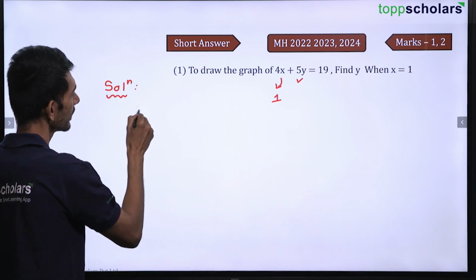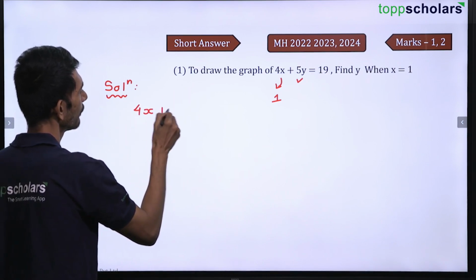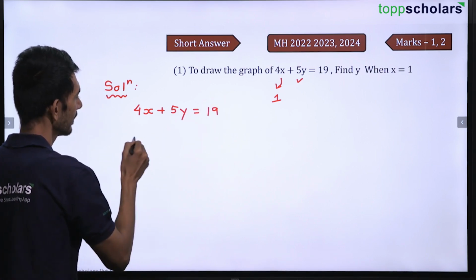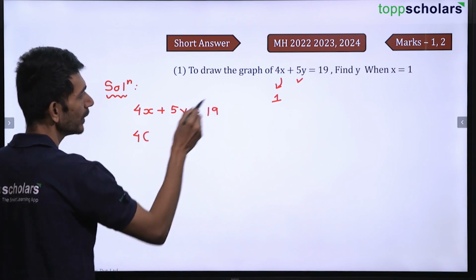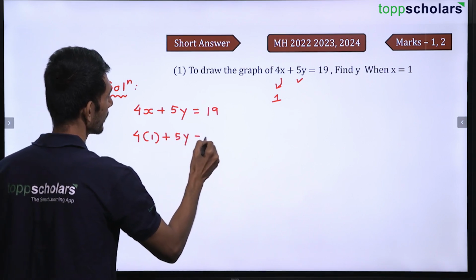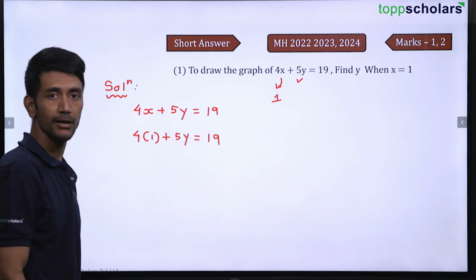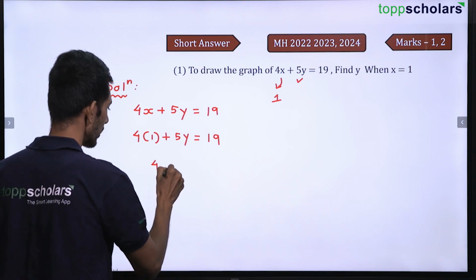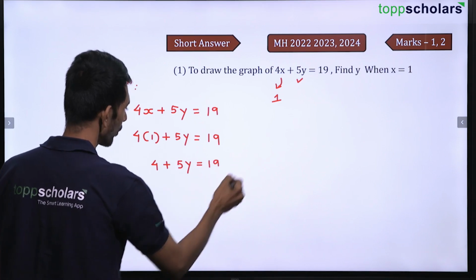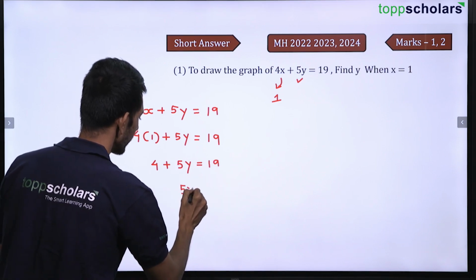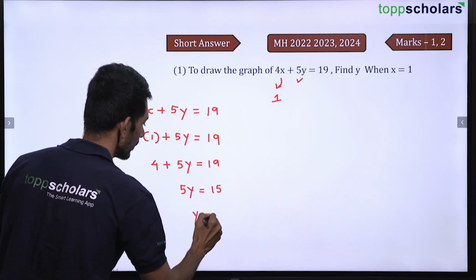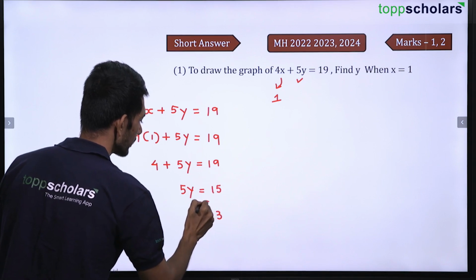What is given to us? It is given that 4x plus 5y is equal to 19. So can I say 4 into x, x is 1, plus 5y is equal to 19. So 4 into 1 is 4 plus 5y is equal to 19. 4 goes on the right hand side. So can I say 5y is equal to 19 minus 4, which is 15. So can I say y is equal to 15 divided by 5, that is 3.